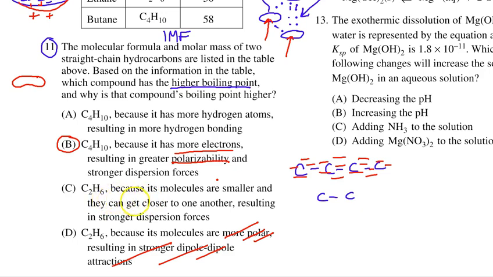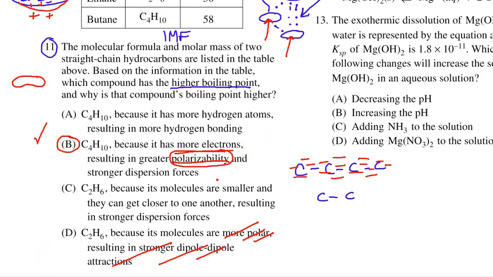And C2H6 is smaller, and they can get closer, and that would represent stronger dispersion forces. Well, being closer is a factor, but it doesn't have nearly the number of electrons that C4H10 has. So this is the best answer. Polarizability is the number one reason for the strength of the London dispersion forces.